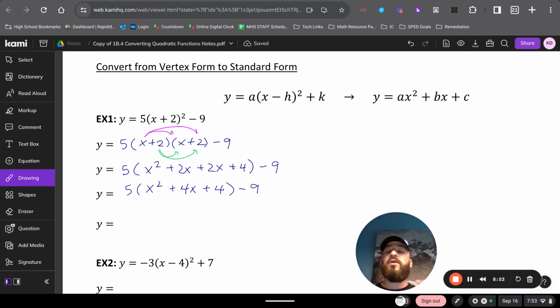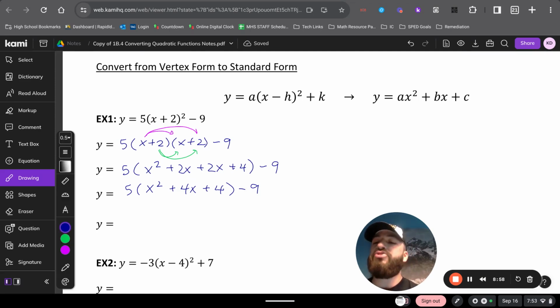Now, after I FOIL it all out, if I have an a value that's larger than 1, then I'm still going to need to distribute that greatest common factor into my terms.